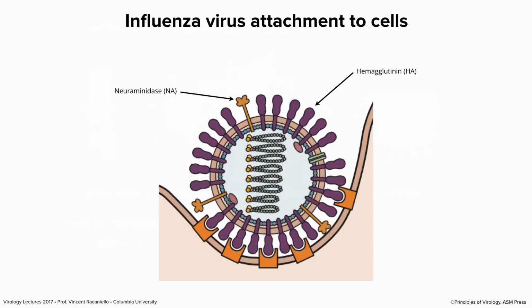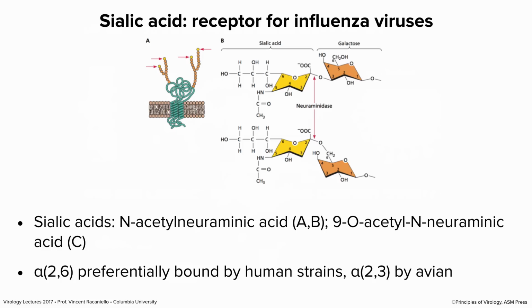And that's being shown here on the cell surface. This particle is engaging a number of cell receptors. It is the hemagglutinin that attaches to the cell receptor for the influenza virus. And in general, for all of the envelope viruses with glycoproteins, it is a glycoprotein that attaches to the cell receptor. Makes sense. The receptor for influenza viruses is a sugar called sialic acid. Sialic acid is present in glycoproteins.